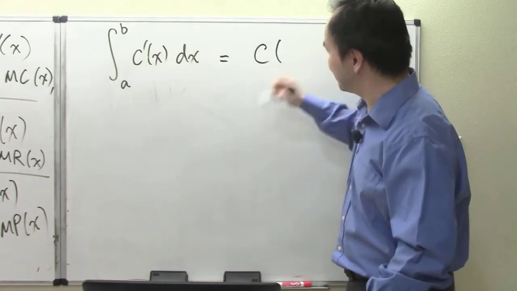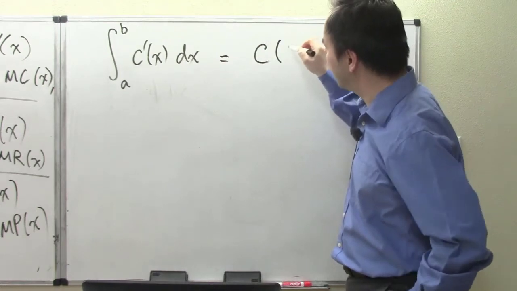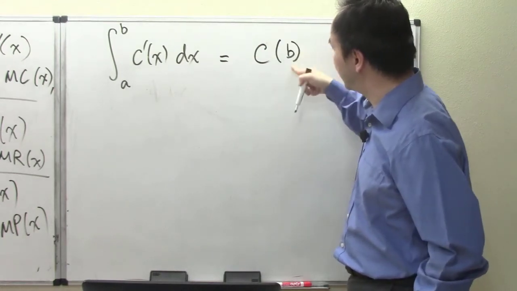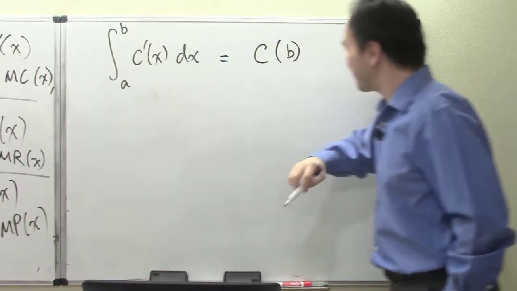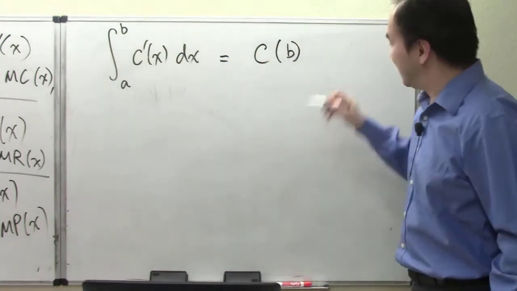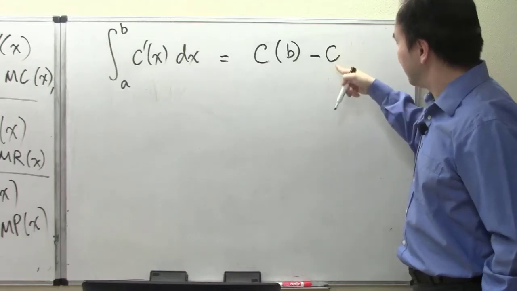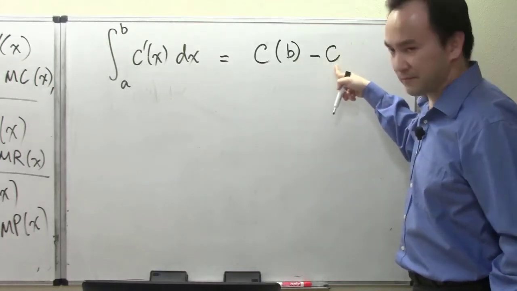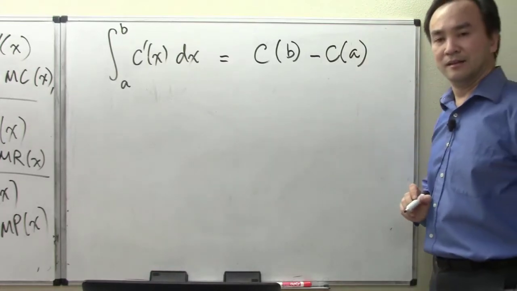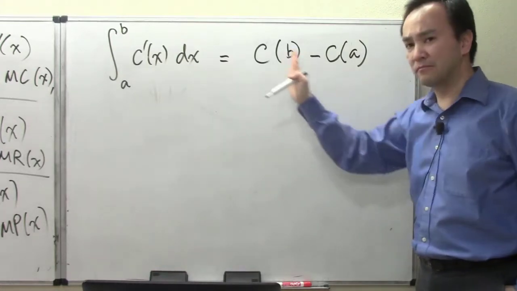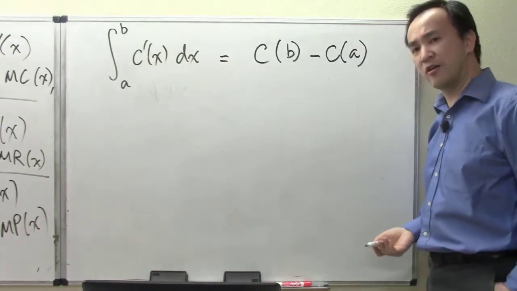And then further, the fundamental theorem of calculus says we're going to take the antiderivative and evaluate that at the upper end of the integral interval, and then minus the antiderivative value at a. So this is straight out from the fundamental theorem of calculus.